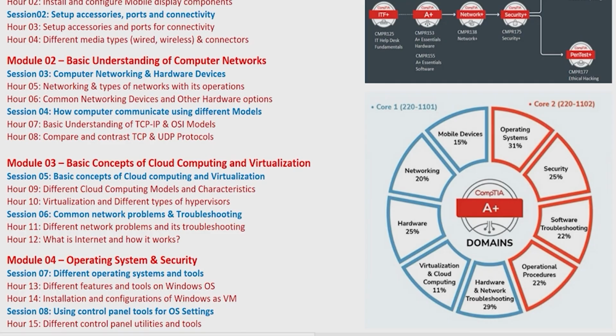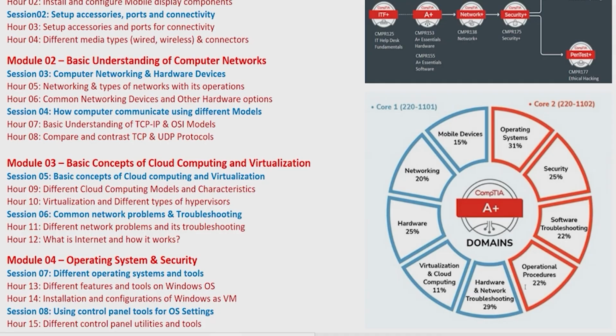Core 1 and Core 2. In Core 1 you have to understand mobile devices like laptops, which we have already discussed, what the hardware is and all that. Then you have to understand networking. Even in this certification you will have to know networking, and then basic hardware. Fourth, you will understand virtualization and cloud computing, which we already have here. And then hardware and basic troubleshooting.